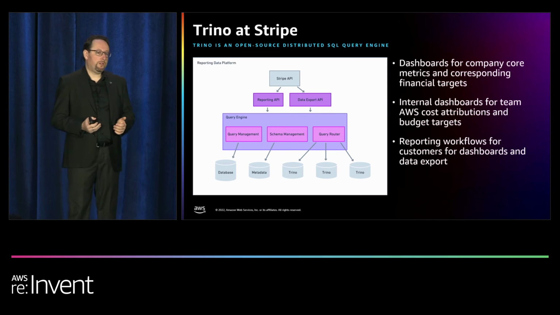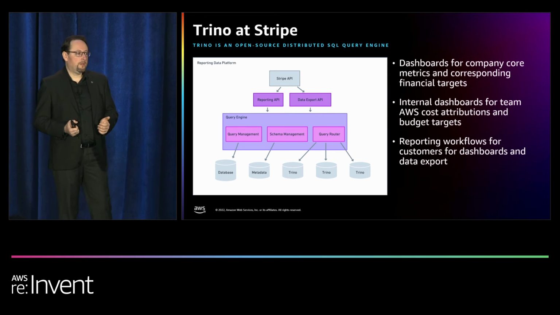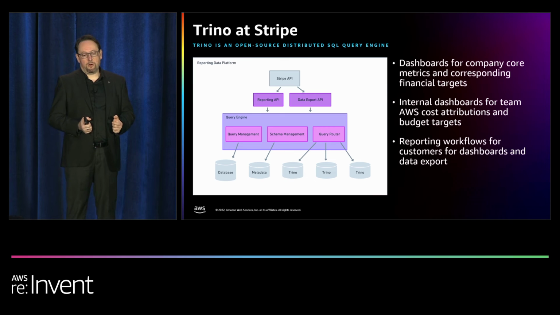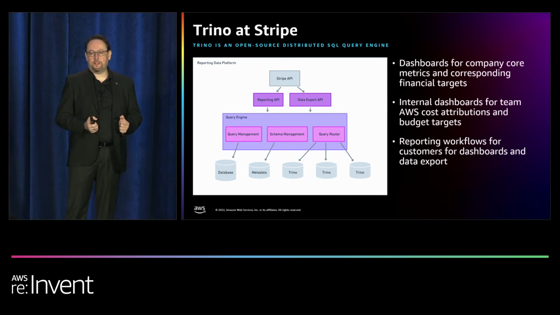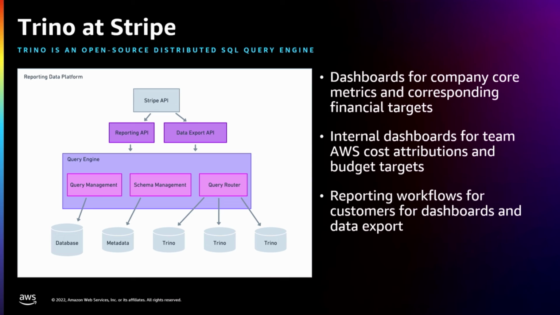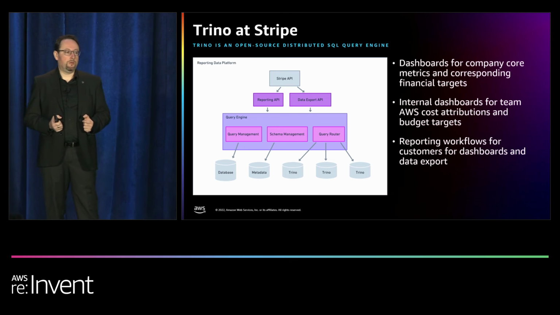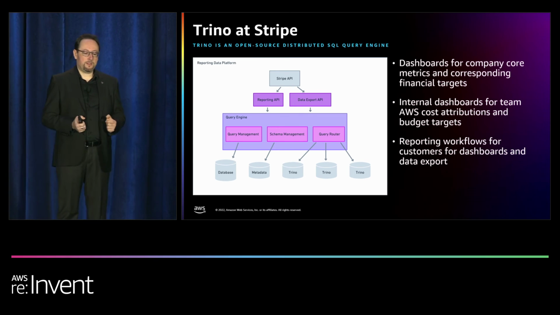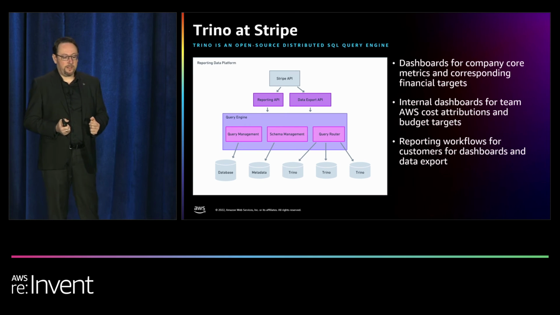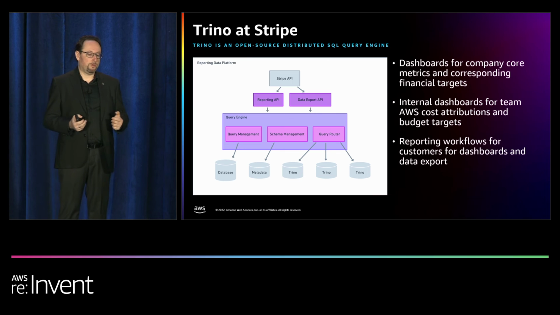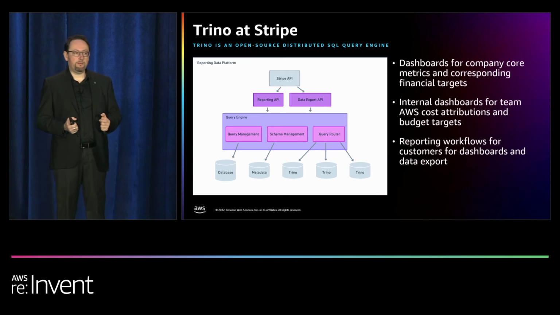We chose Trino. Trino is an open source SQL engine. Basically, Stripe uses it to power internal dashboards for metrics and financial targets. In many cases, teams use this to do queries to understand their cost attributions. External customers do this for reporting. So here's a simplified flow of what happens. Somebody hits our front-end APIs, and basically this goes into internal reporting APIs, into a query engine, and from there into the Trino databases.